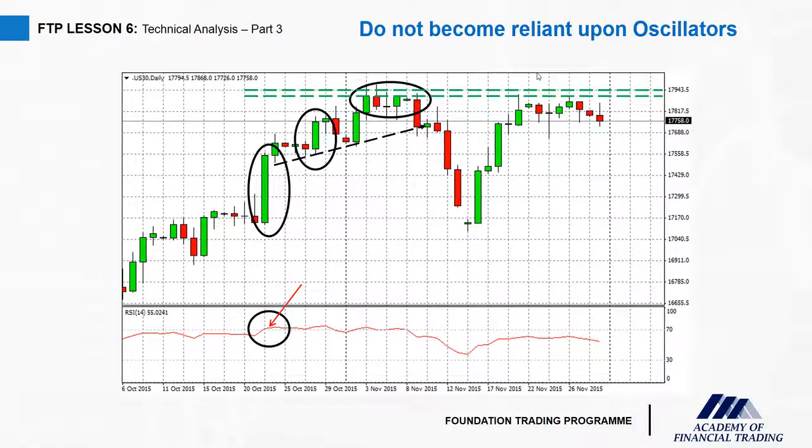So again, remember, we're looking at all... Exactly. Thank you very much, John. We're also seeing hammers and dojis as well. So we're seeing all of these things. They're giving us so much information. And that's important to note. We're taking it all in. We're not just using one or another.